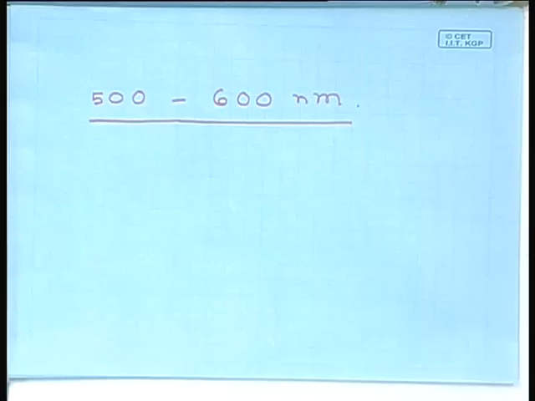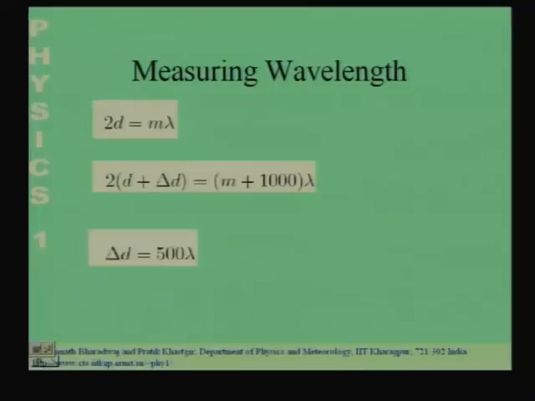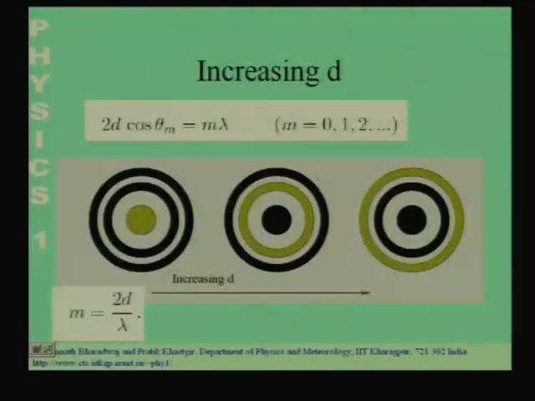So, suppose we adjust the Michelson interferometer so that there is a dark spot at the center. Now, I have already told you that if I increase the difference in the arm length, if I increase d by moving one of the mirrors, then this particular dark fringe is going to go outwards and a new dark fringe will appear at the center. So, this particular dark fringe now becomes bigger, and there is a new dark fringe at the center.